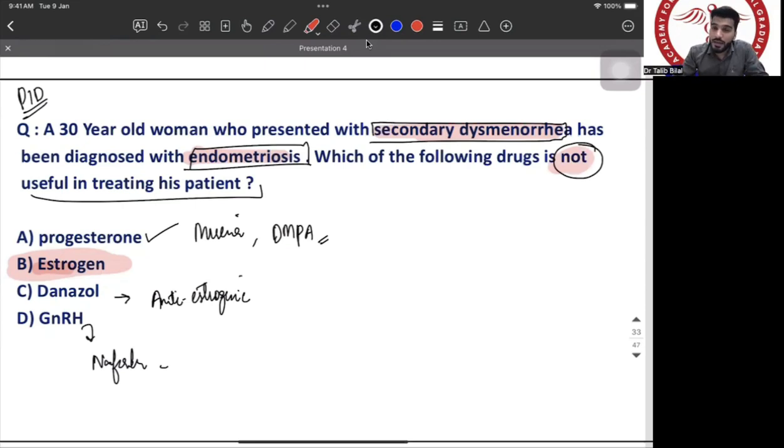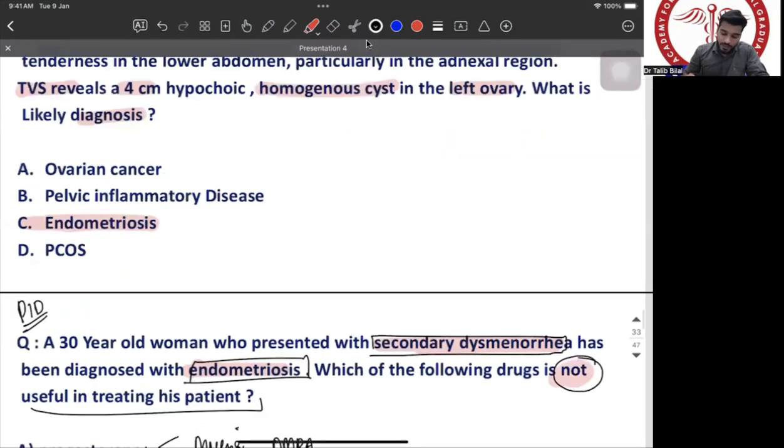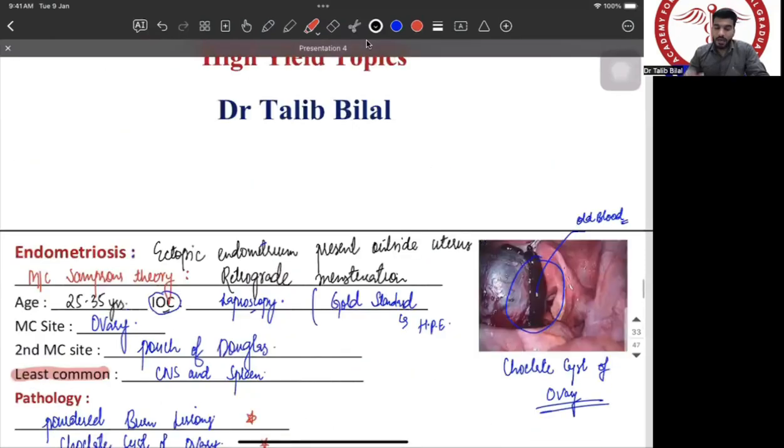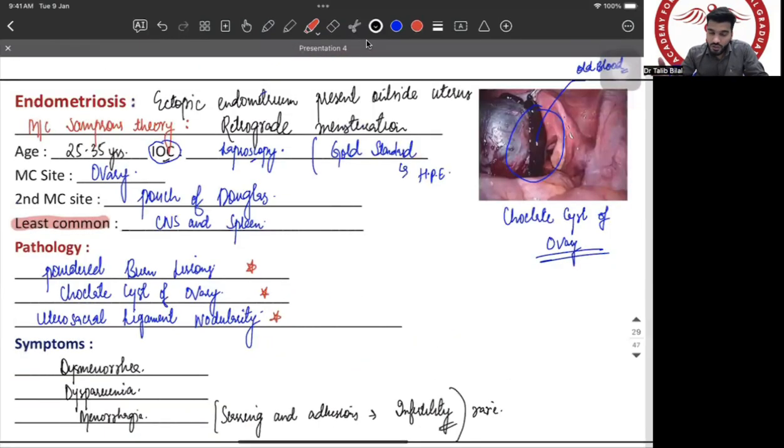So this was a quick recap of the chapter of endometriosis, so that it will be helpful in your coming up exams, FMGE. Let me give you a quick revision again. What exactly is endometriosis? It means when there is ectopic endometrium present outside the uterus. The reason can be retrograde menstruation, that is, backflow of menses. The age is around 25 to 35. Investigation of choice is going to be laparoscopy. If they ask the gold standard, your answer is going to be histopathological examination.